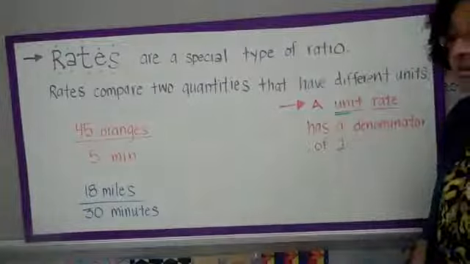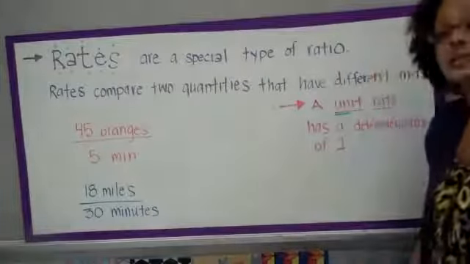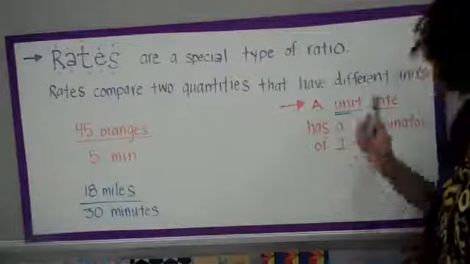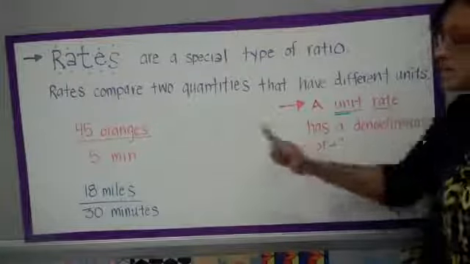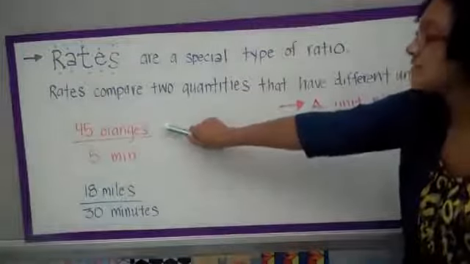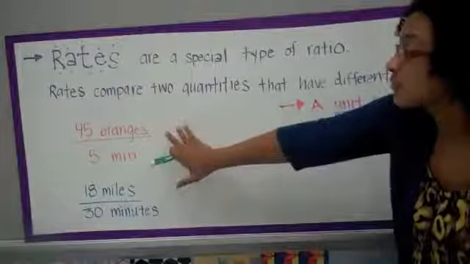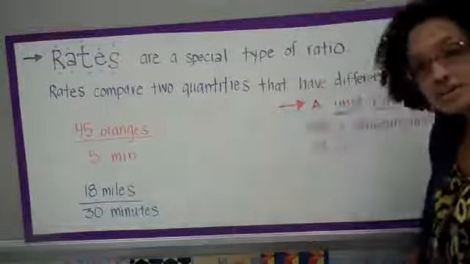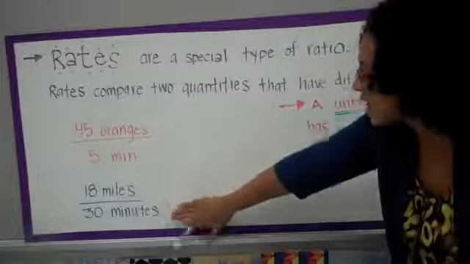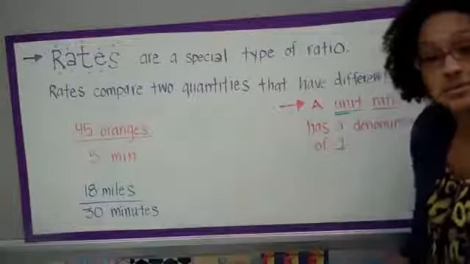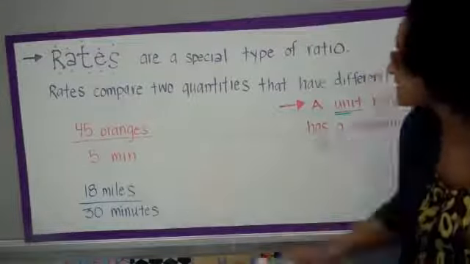All right, now let's talk about rates. Rates are a special type of ratio where we're still comparing two quantities, but they have different units. So this is a rate. If I ate 45 oranges in 5 minutes, that would be a rate because oranges and minutes are different units. 18 miles in 30 minutes would be a rate because I'm comparing two different things, miles and minutes.